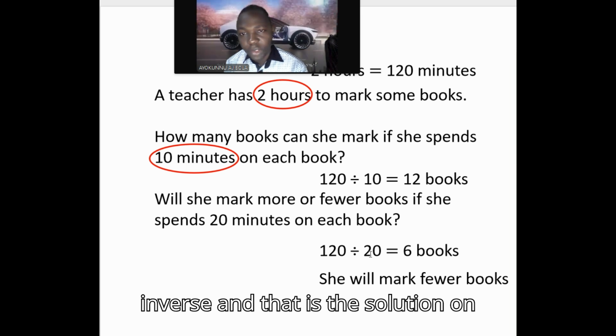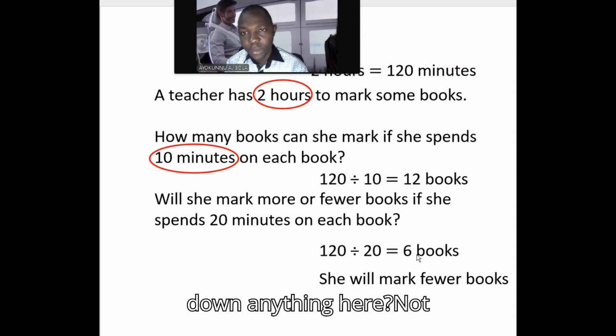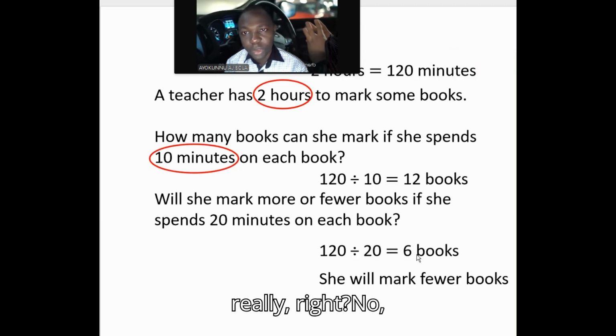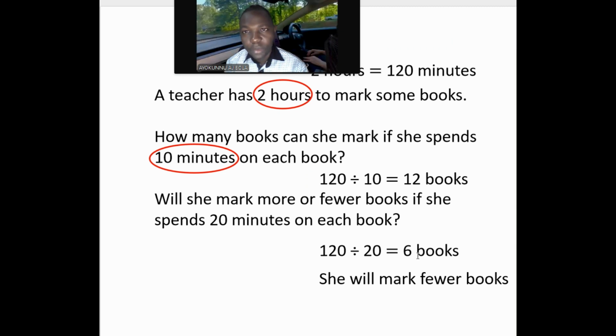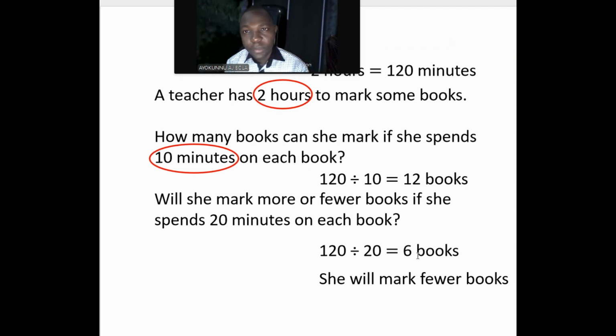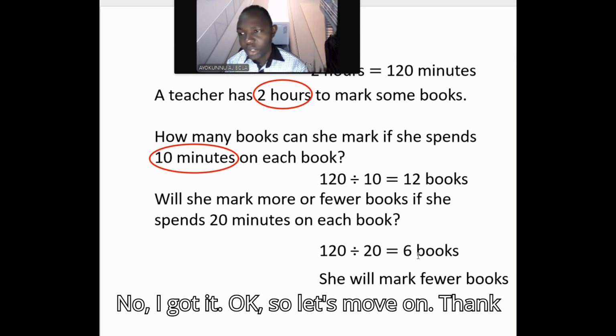And that is the solution on the next page here. Do you need to jot down anything here? Not really, right? No, not really. Okay, so let's move on.